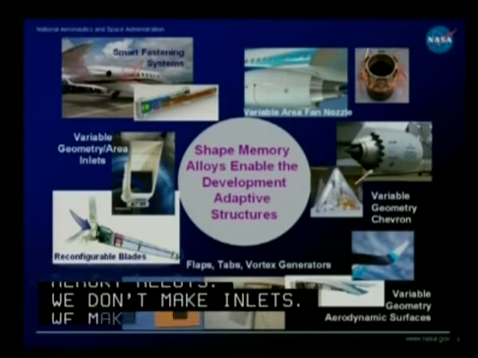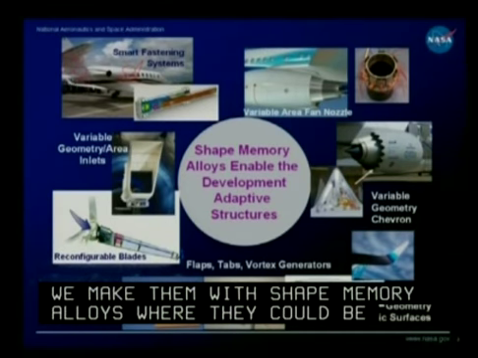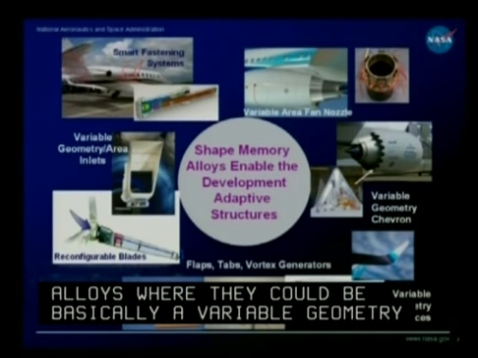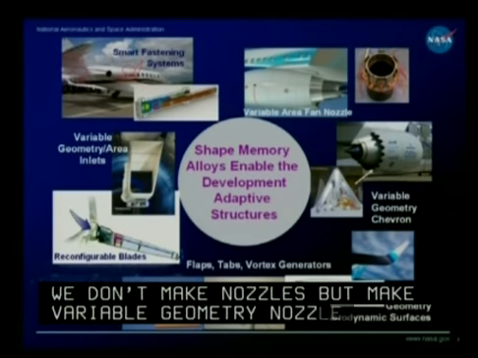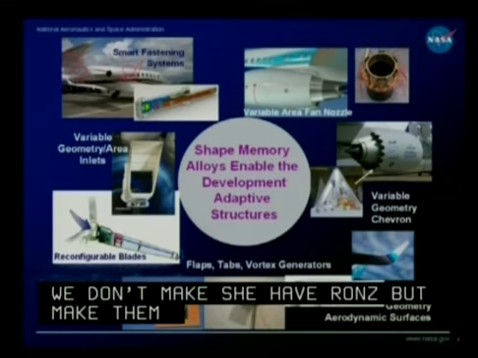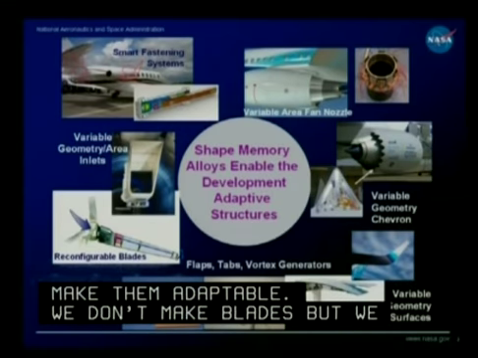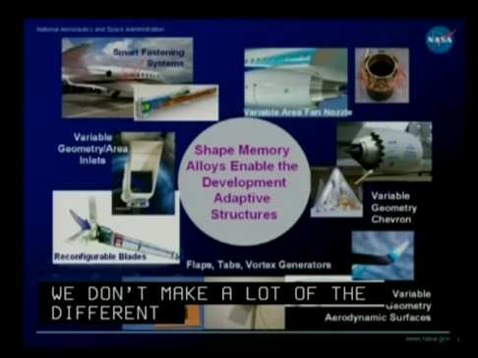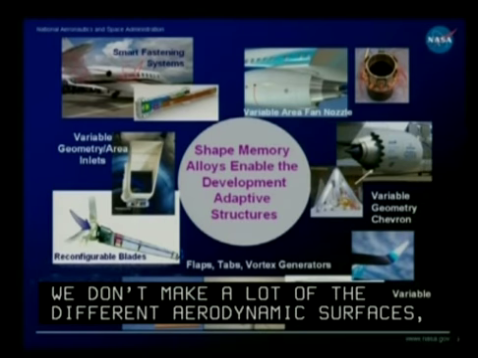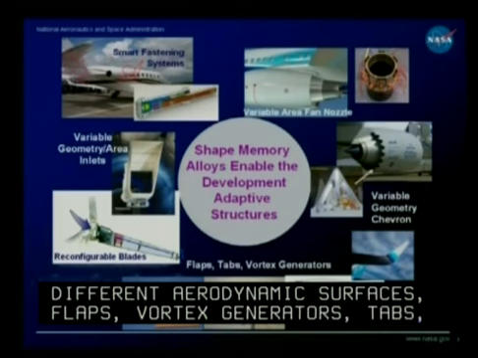All right, we don't make inlets, but we make them with shape memory alloys where they could be basically a variable geometry configuration. We don't make nozzles, but we make variable geometry nozzles. We don't make chevrons, but we make them adaptable. We don't make blades, but we can make them reconfigurable. In fact, we don't make a lot of the different aerodynamic surfaces, flaps, vortex generators, tabs, that kind of thing. But we can make them adaptable and smart.